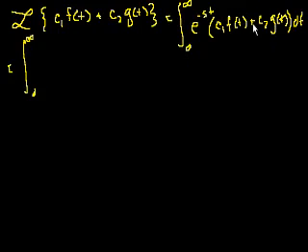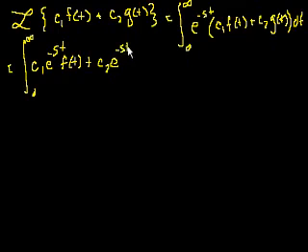Let's just distribute the e to the minus st. That is equal to c1 e to the minus st f of t plus c2 e to the minus st g of t, and all of that times dt. And just by the properties of integrals, we know that we can split this up into two integrals, right? The integral of the sum of two functions is equal to the sum of their integrals. And these are just constants.